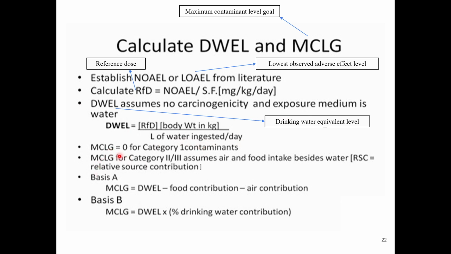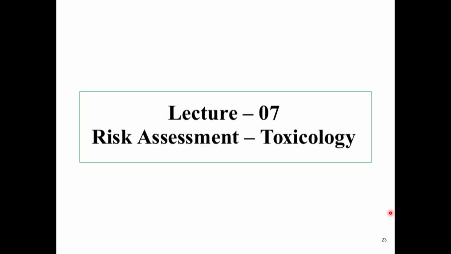And MCLG, as we just discussed, is 0 for category 1 contaminants. For categories 2 and 3, it assumes air and food intake besides water also. That is basically RSC, or relative source contribution. If that is there, we will calculate the MCLG. For basis A, it is DWEL minus food contribution minus air contribution. So if food and air are there, we will use basis A. And if only water is there, we will use basis B. So basis A is MCLG equal to DWEL minus food contribution minus air contribution, and basis B is MCLG equal to DWEL times percent drinking water contribution.